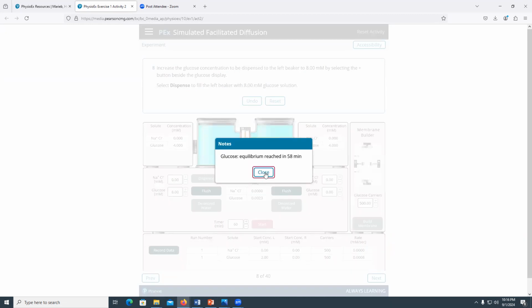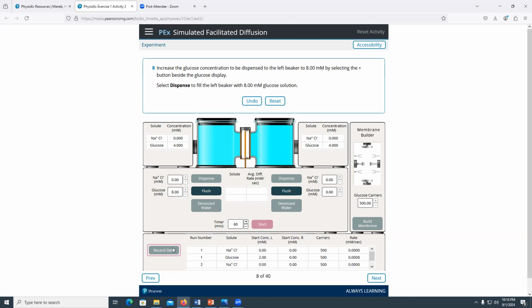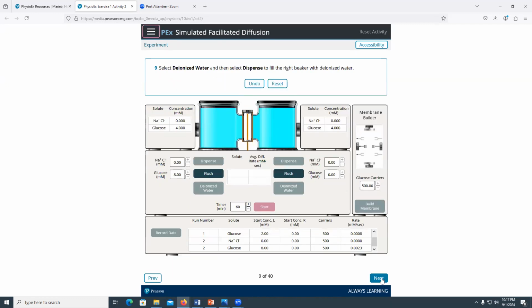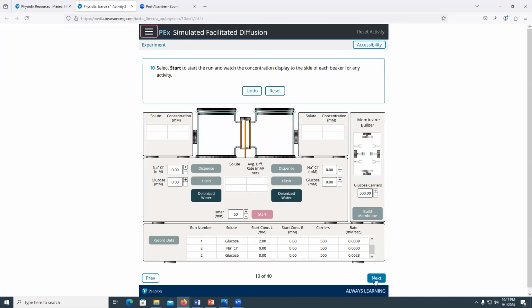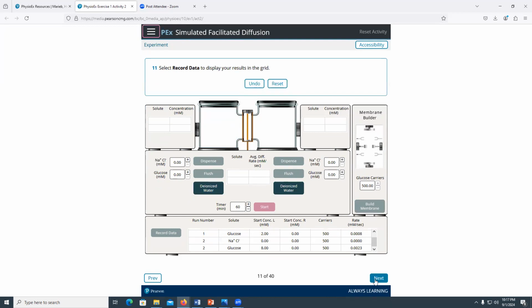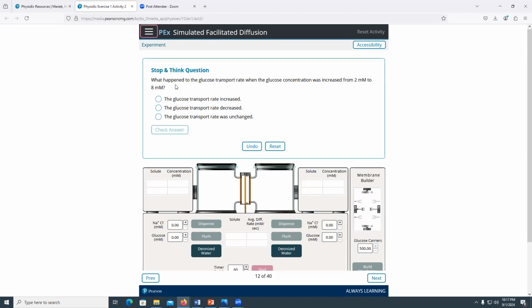Equilibrium was reached at 58 minutes. So let's record the data. So that shows you it was faster. Now we increased the number of glucose particles, and that led to an increase in the rate of transport of glucose. Next step, let's flush everything. Now, what happened to the glucose transport rate when the glucose concentration was increased from 2 to 8? The glucose transport rate increased.